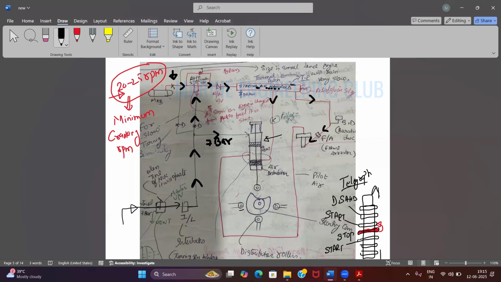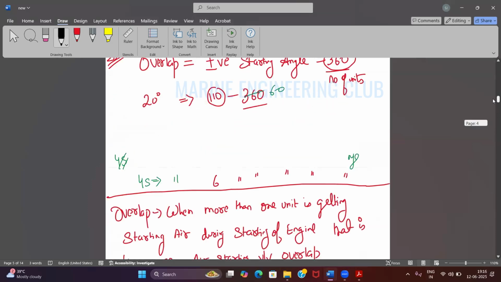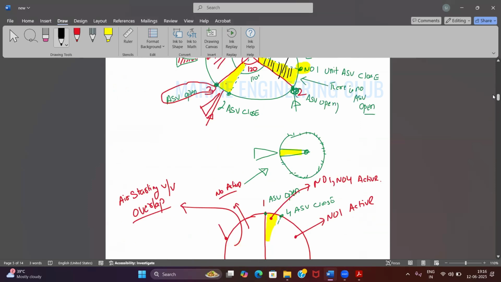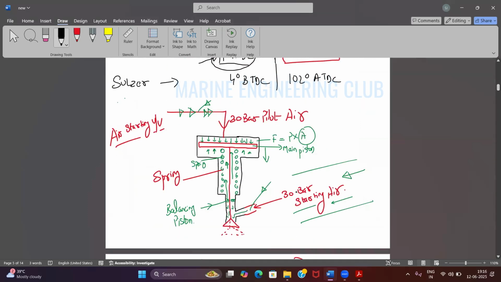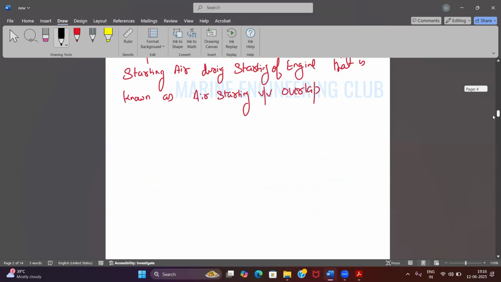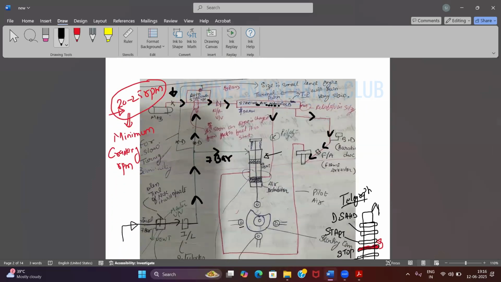So air starting valve, I have told you there are two parts, isn't it? Where is it in the diagram? This one, right? This is the 30 bar air, and this is the pilot air. Agreed? So the 30 bar air, that is your main air, is available for all the units. From here one more tapping will go to the second unit air starting valve. So it will be going for all the units. There is no restriction to it. Only the pilot air will be the one which will be able to open it, right?